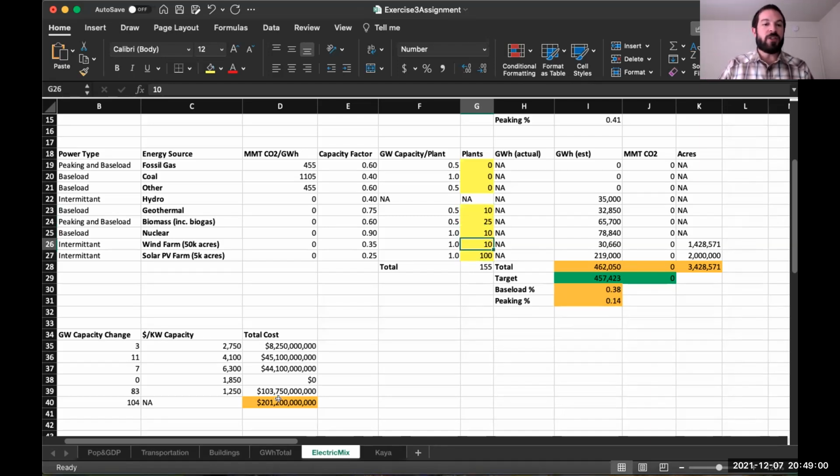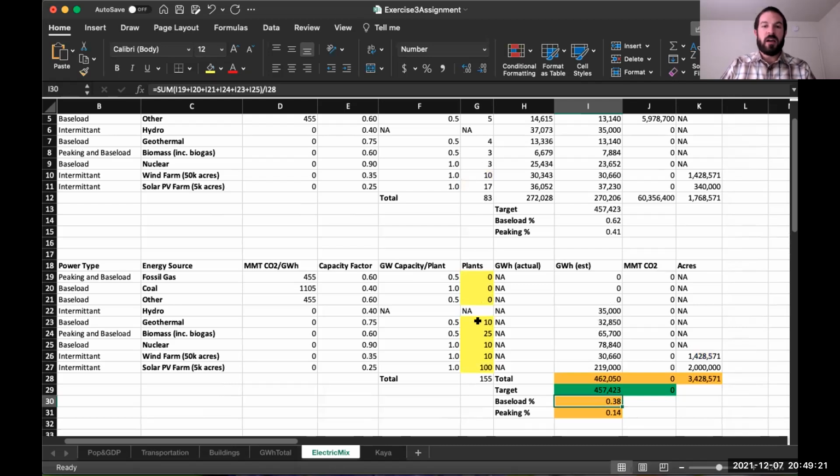Okay, I'm under budget. I've got enough power, but I don't have enough peaking. But I have way more base load than I need. So what does that mean? That means I need to trade base load for peaking. Okay, I need to reduce my base load. I need to reduce my nuclear and get more biomass. Okay, so that's essentially how you go about this exercise.